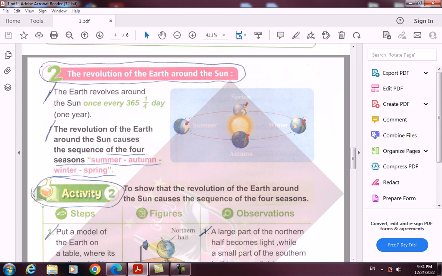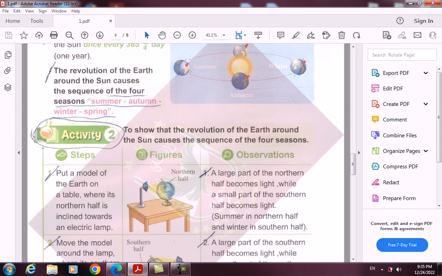So the revolution of the earth around the sun causes the sequence of what? Of the 4 seasons: summer, autumn, winter, spring. This is what we have, spring. If the earth did not rotate around the sun, it would always be summer, or always autumn, winter, or whatever. But since it rotates around the sun, the weather changes, and the weather changes because of the seasons. So the location of the earth from the sun each time is different. It's not the same throughout the year.